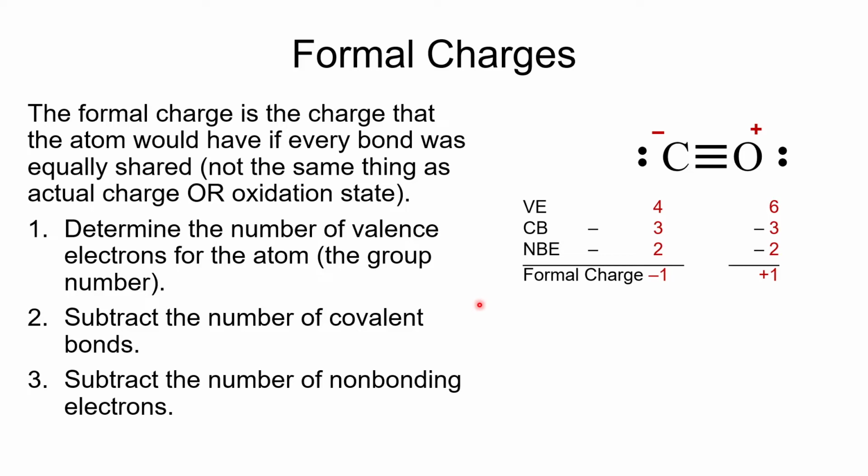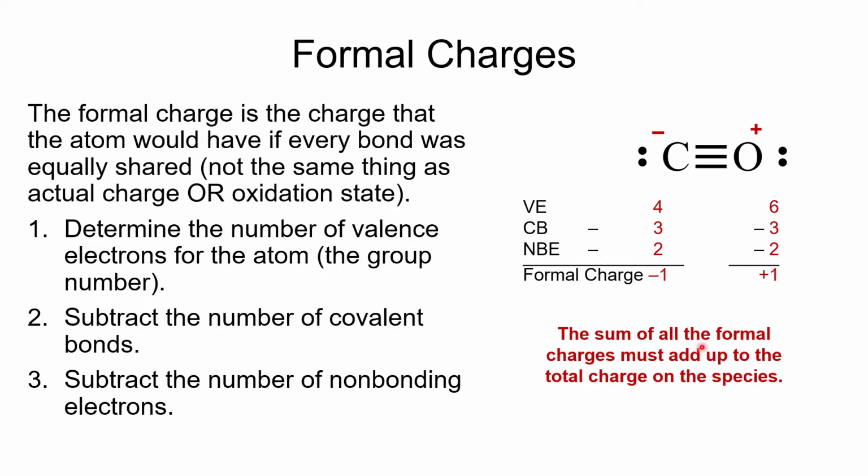All right, one quick note, and that is that the sum of all the formal charges must add up to the total charge on the species. So since carbon monoxide is neutral, positive 1 and negative 1 comes out to 0. But if we had a polyatomic ion, which we're going to have some here in just a few minutes, then whatever the charge on the ion is, the sum of all our formal charges will add up to that.